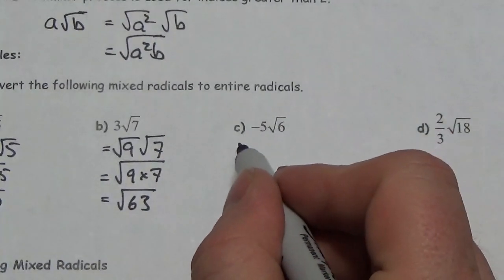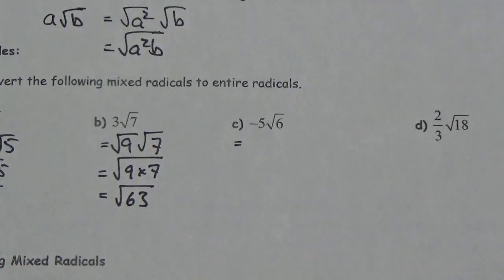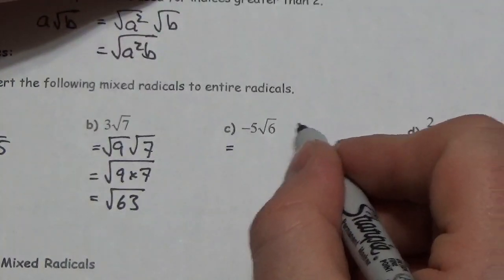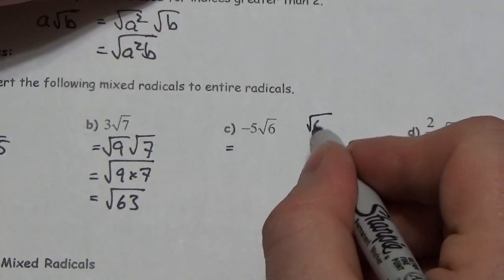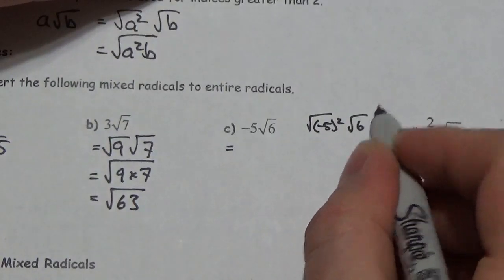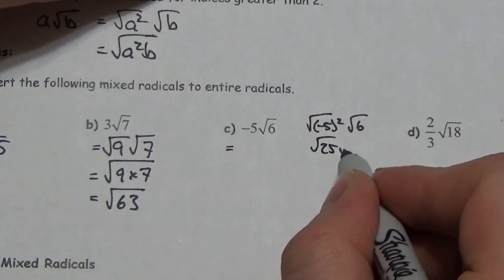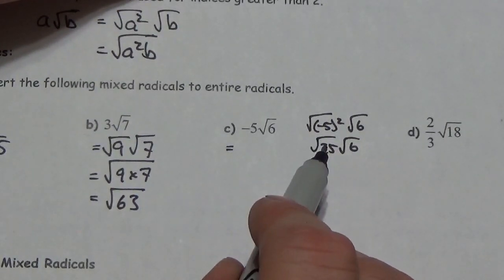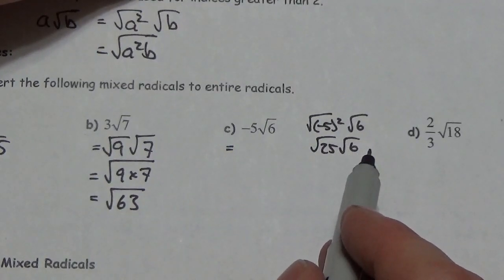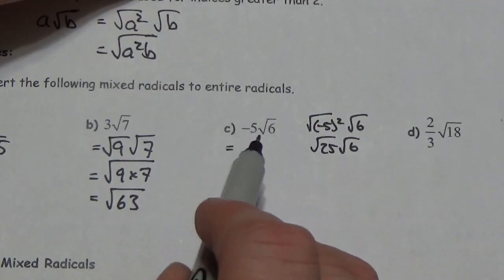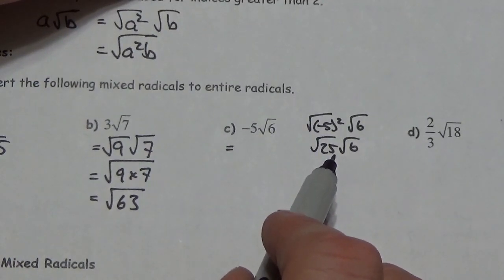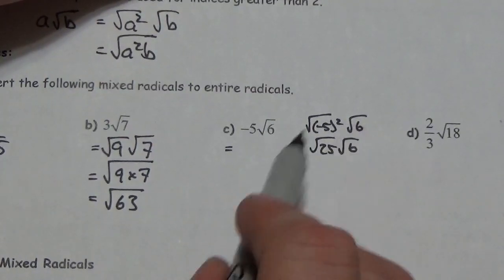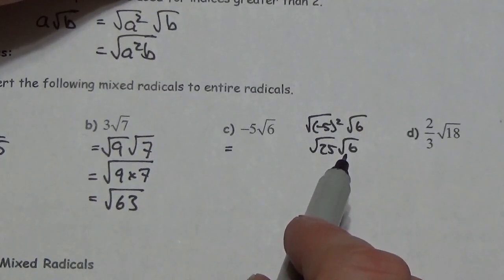Negative 5 root 6. Now, here's a trick. If you square that, now watch, I'm going to do it over here. If you take that and make that the square root of negative 5 squared times root 6, that's going to end up becoming 25 root 6. Now I just want to talk about this. Notice that when you do that, the negative completely disappeared, which means this number here is not the same as this number. You changed it. You got rid of the negative, but there was a negative here. Now it's gone. I can't do that.